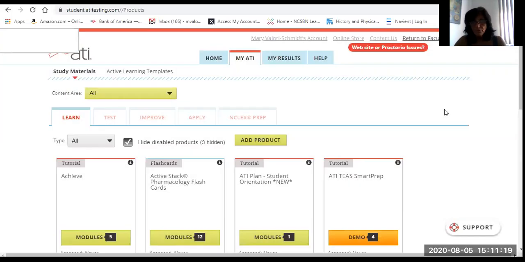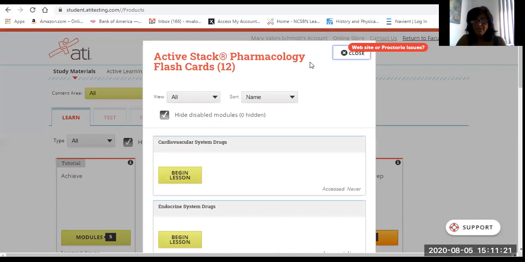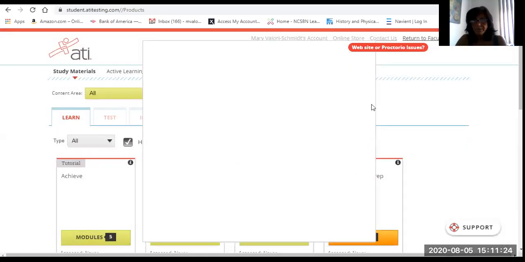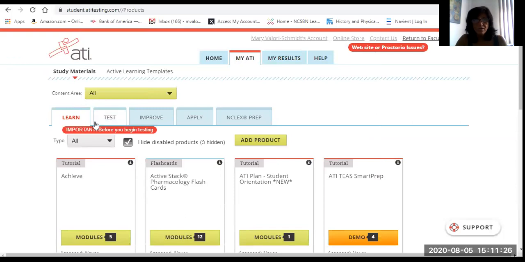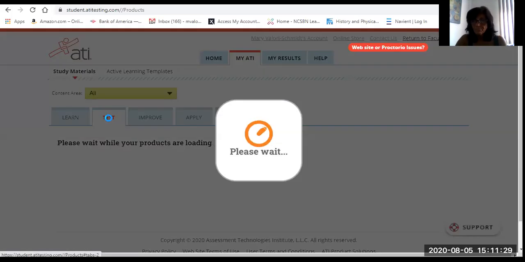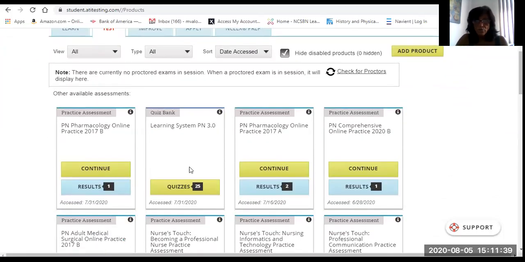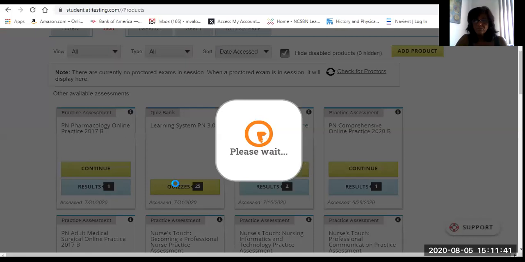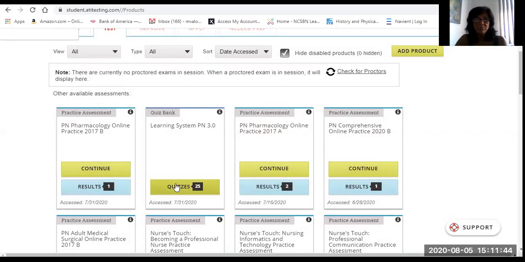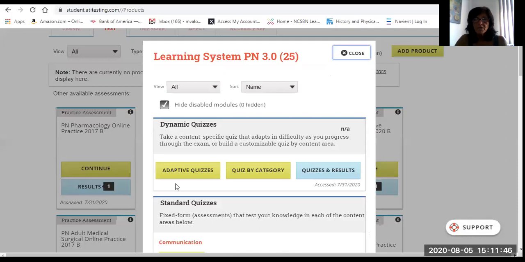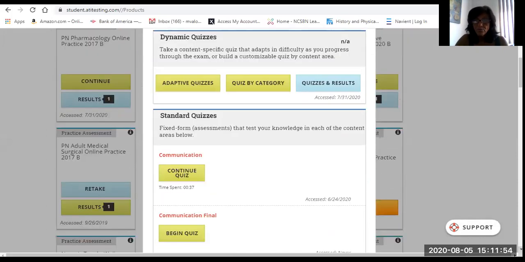Okay, there we go. We're going to get out of this. And then if we go to test, see what we have here. Go down and go to Learning System 3.0. And this is where you access your adaptive quizzes. So there are two things. There are the adaptive quizzes, and then there are the standard quizzes too, right?